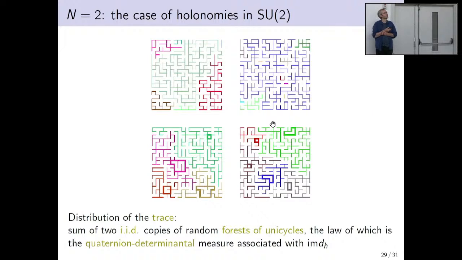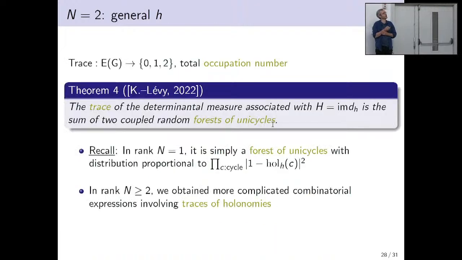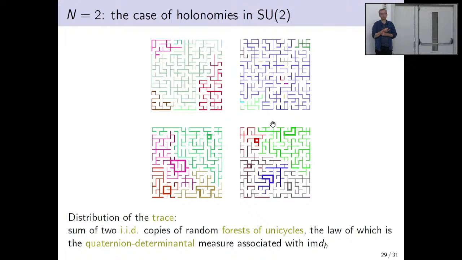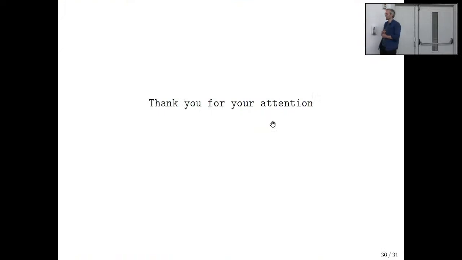its distribution can be factored as the sum of two IID copies of random forest of unicycles, the same forests which appear in this theorem, except here they're independent, and their law is determinantal, except it's quaternion determinantal, which is a very special case of the Pfaffian case, which was mentioned by Buffetov the other day. And I guess I will conclude on this. Thank you very much.